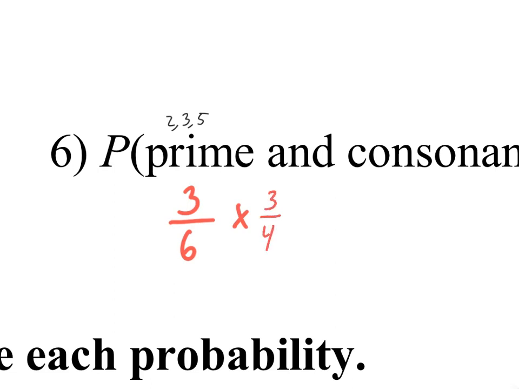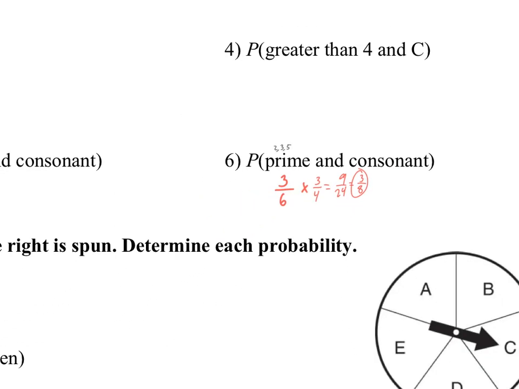3 out of 4. Multiply straight across. 3 times 3 is 9. 6 times 4 is 24. And both of those can be reduced by 3. So 3 goes into 9 3 times. 3 goes into 24 8 times. The probability of getting a prime and then a consonant is 3 out of 8.